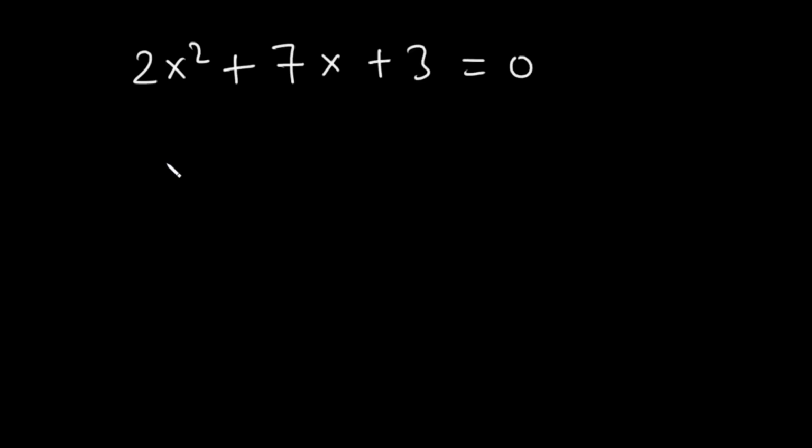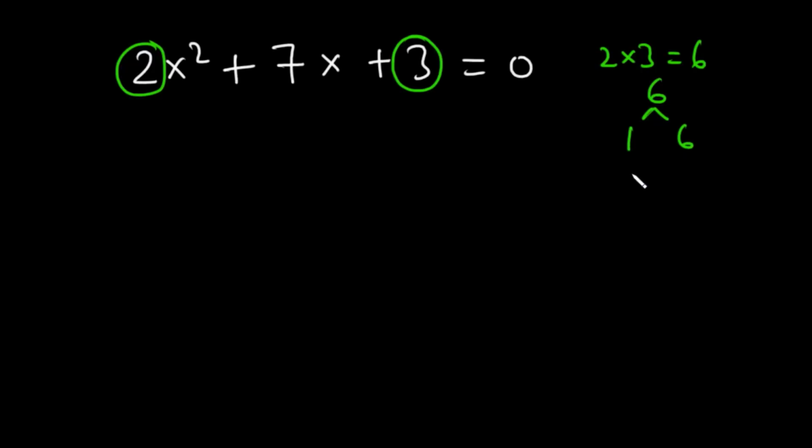Now the first thing to do is to multiply the coefficient of the x² term by the constant. Now 2 times 3 is equal to 6. Factors of 6 are 1 and 6, and then 2 and 3. Now which set of values multiply to give 6 and add up to 7? 1 times 6 is 6, and then 1 plus 6 is 7. So this equation can be expanded to have 2x² + x + 6x + 3 = 0.